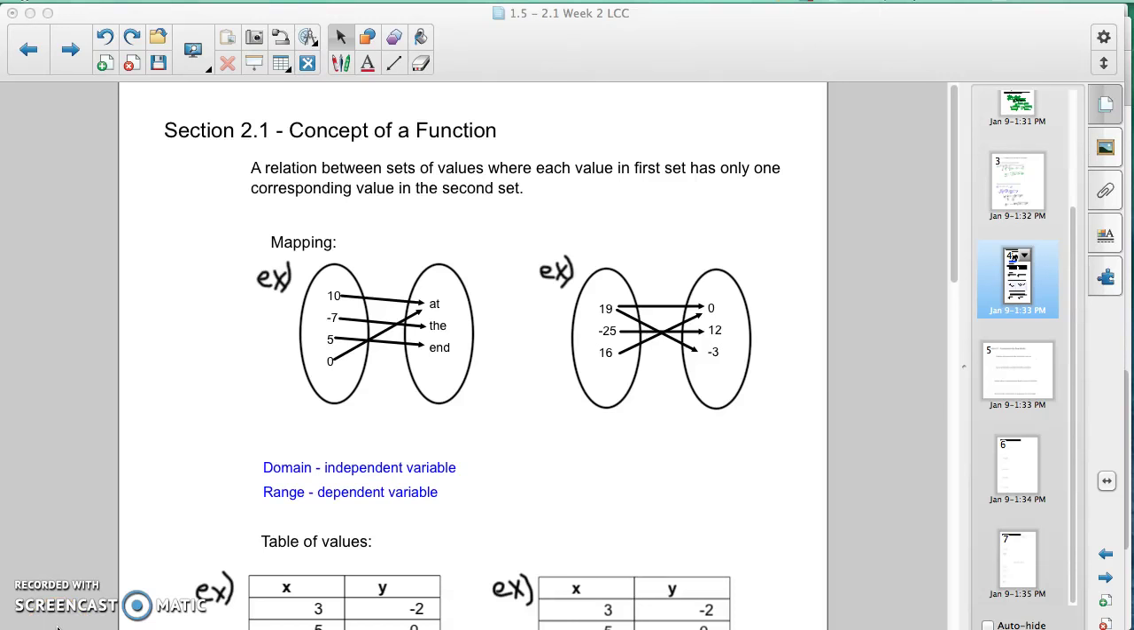Hello, and in this video we're going to cover the concept of a function. This happens in section 2.1 of your textbook.